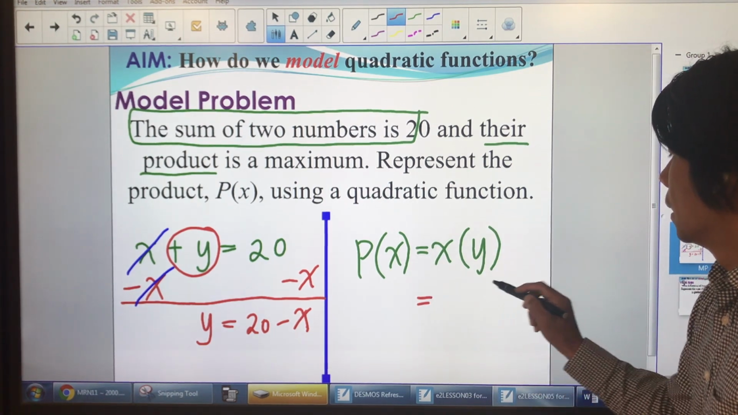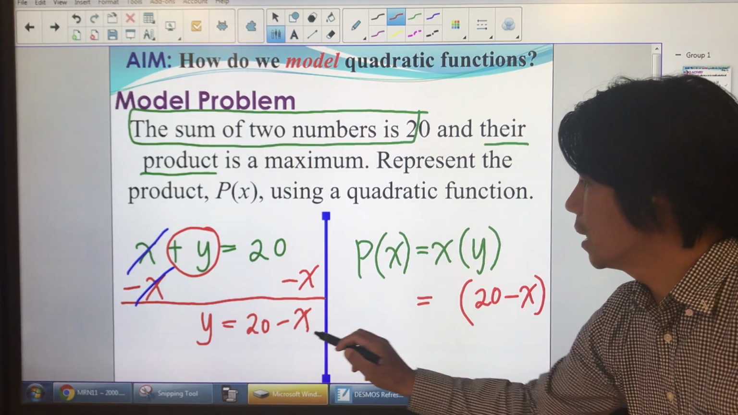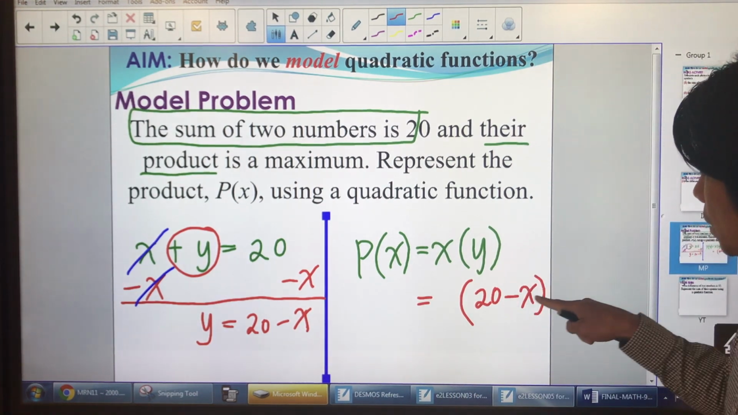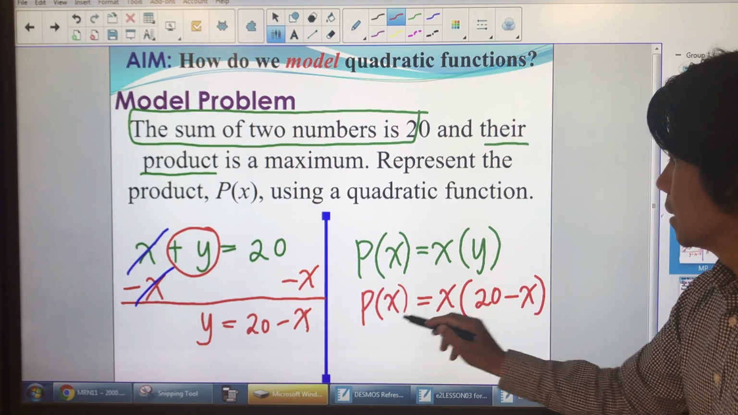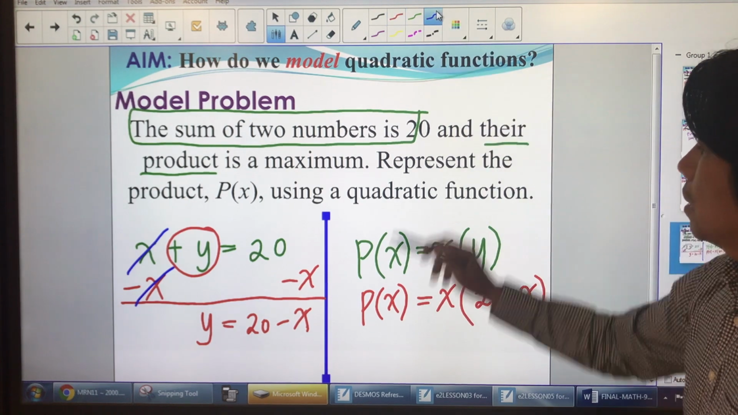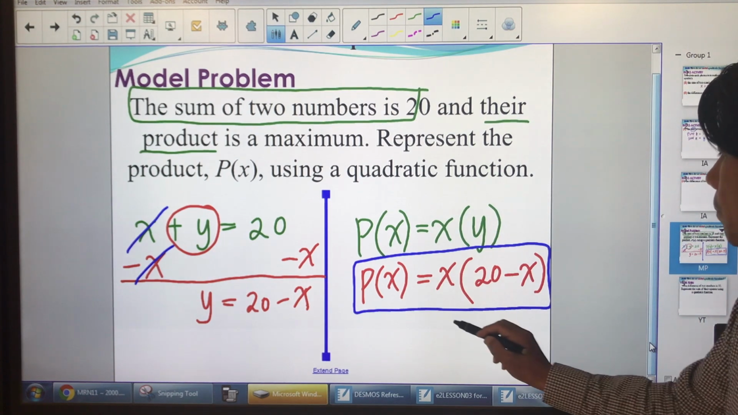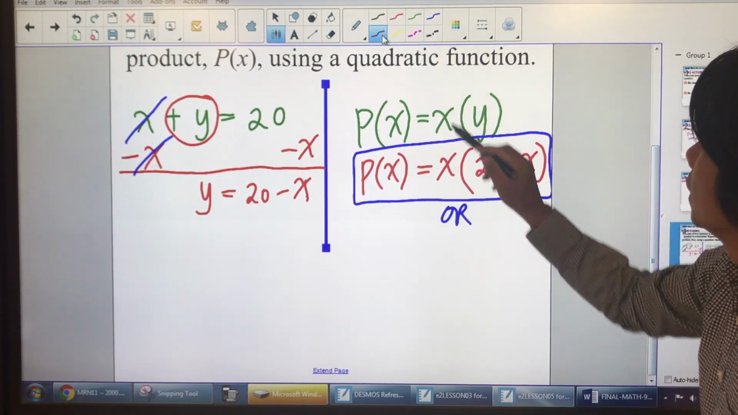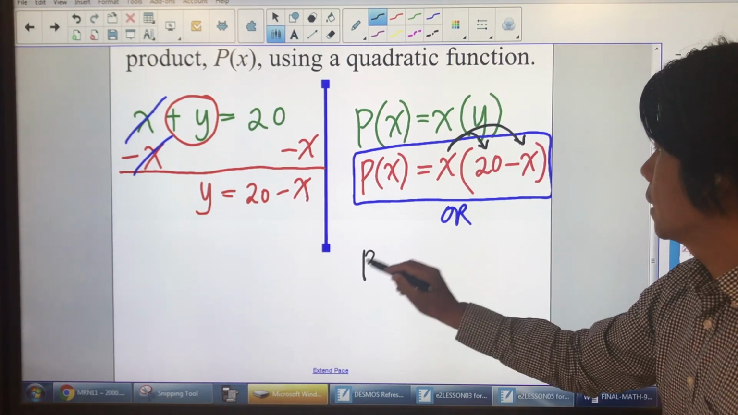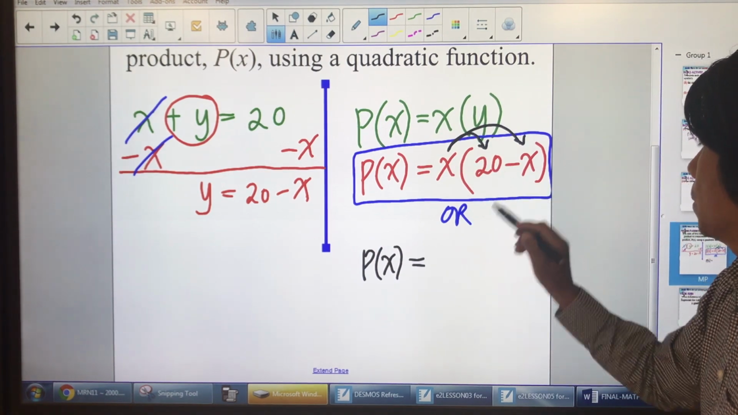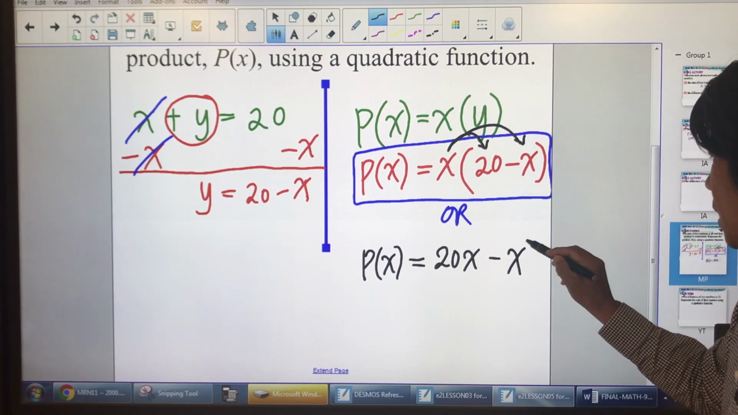But you can change this y into that. What do I mean by that? Y is equal to 20 minus x, meaning that you can change that y to 20 minus x. And what do we do with this? Just bring it down, and this p of x. Got it? So that's one way of writing your answer. Or you can take it further. We just simply distribute x to each of these. So p of x becomes x times 20, that's 20x. X times negative x is negative x squared.